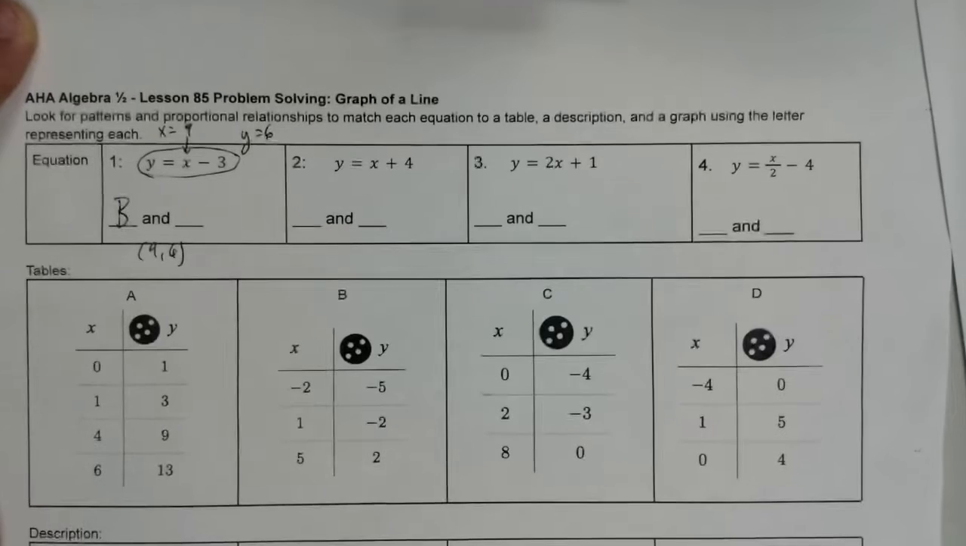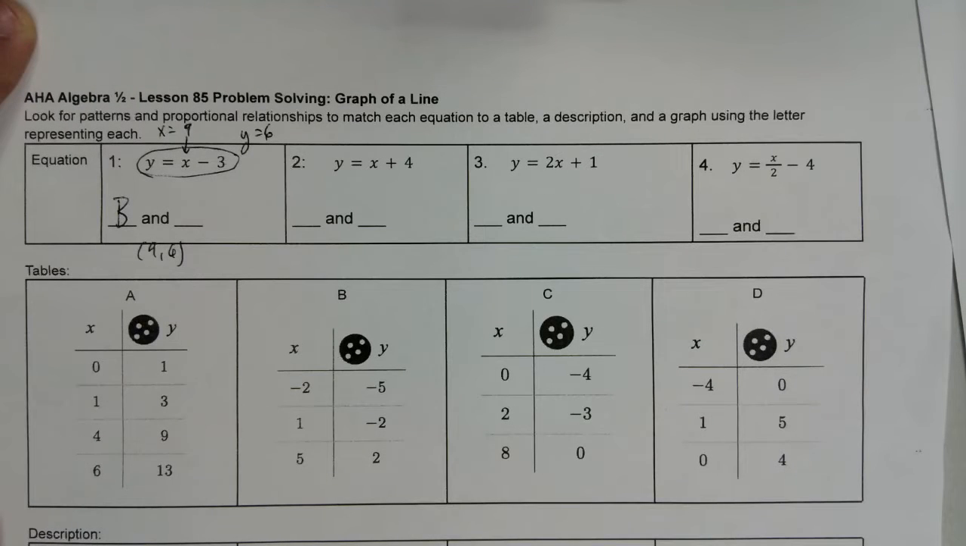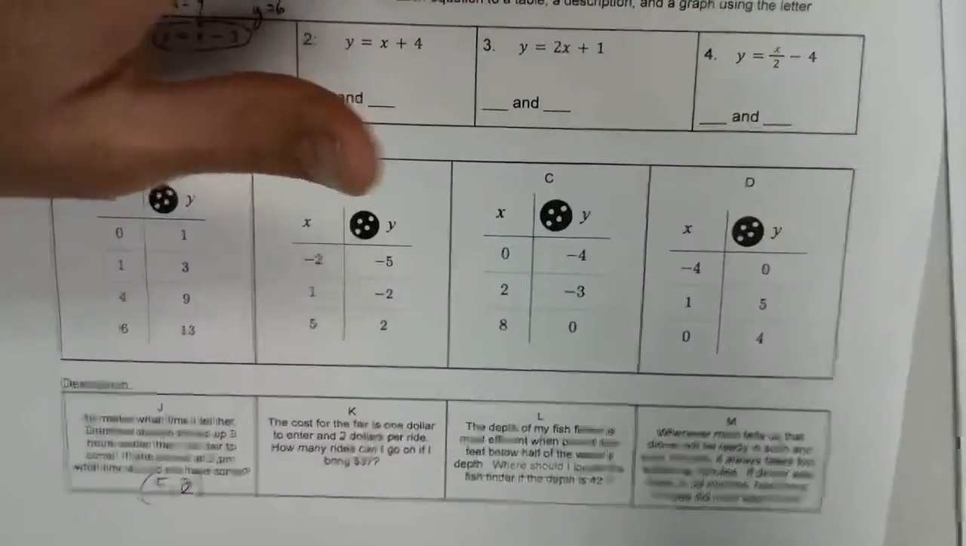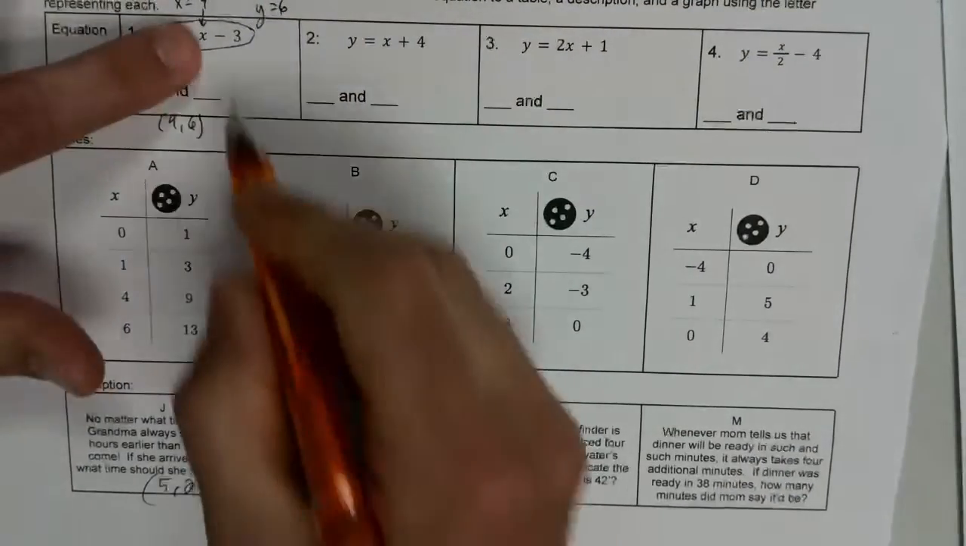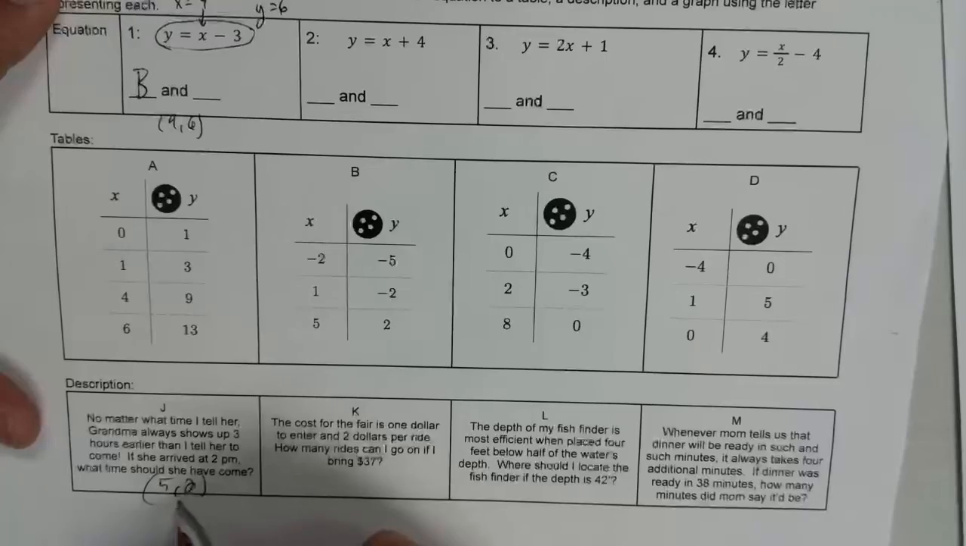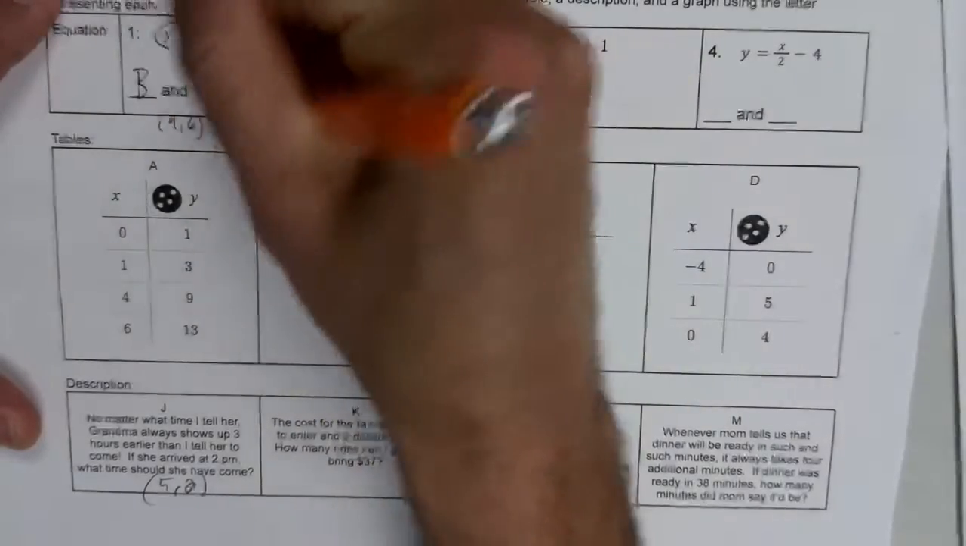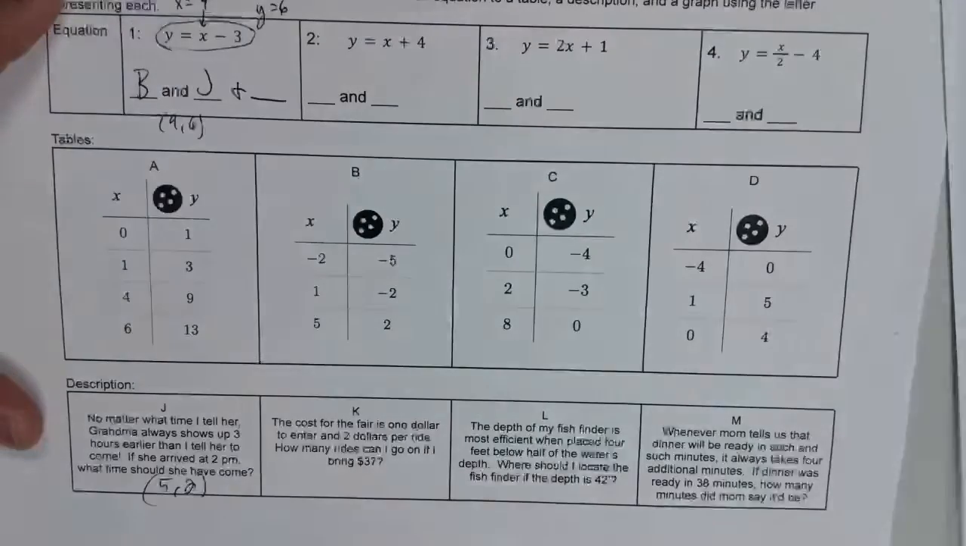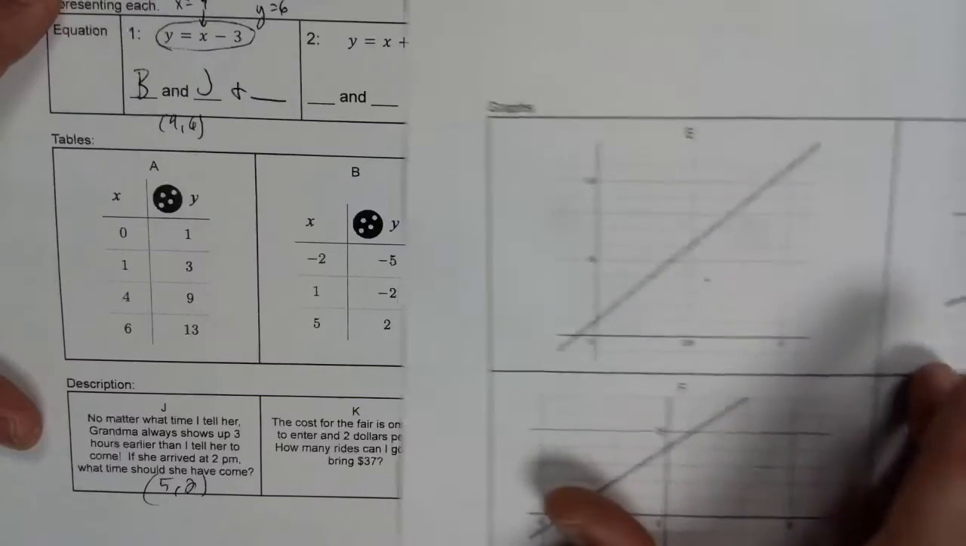Grandma shows up 3 hours earlier than I tell her to come. So if she arrived at 2 p.m., I must have told her 5, because 5 minus 3 gives us 2 p.m. Okay? So that's going to be B and J, and then the graph is our last mission here.